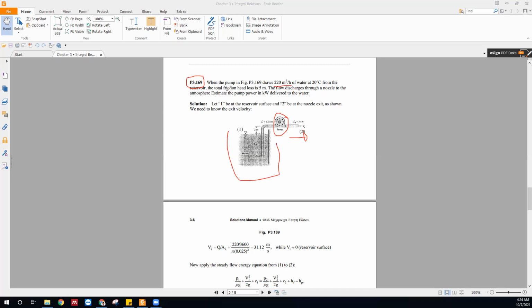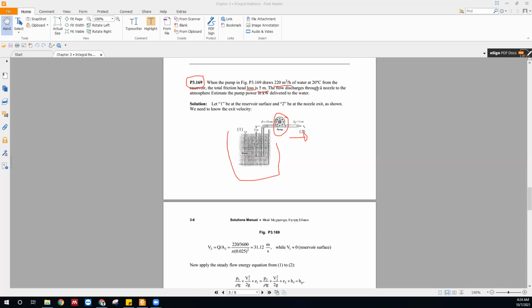The total friction head loss is 5 meter. Friction head loss is 5 meter. So that's the loss, actually, loss of water, loss of energy. Now, this friction head loss means when you flow water or anything through a pipe, you have some friction, right? So you have some energy loss, and that amount is 5 meter friction head loss.